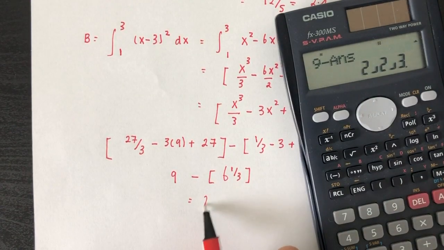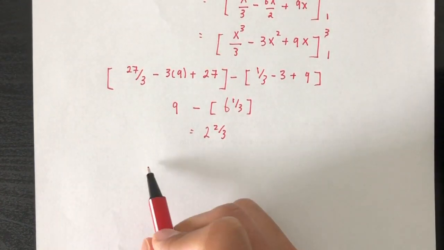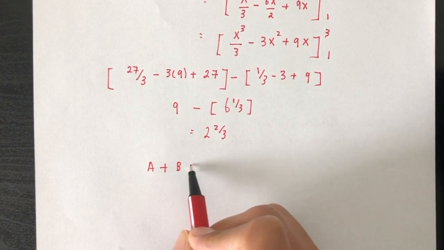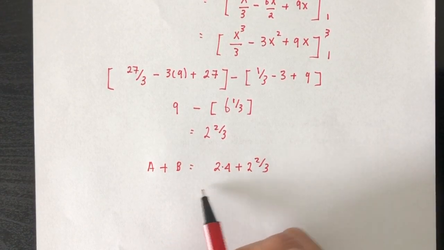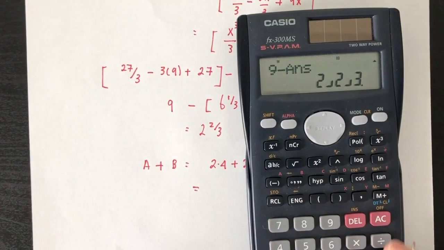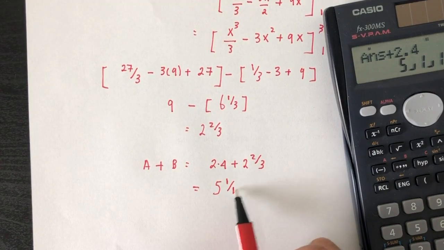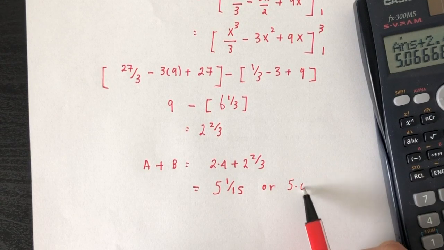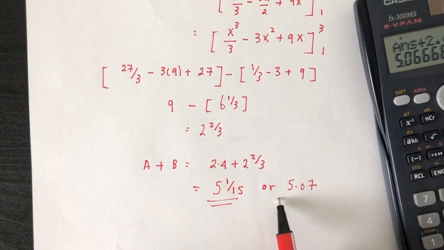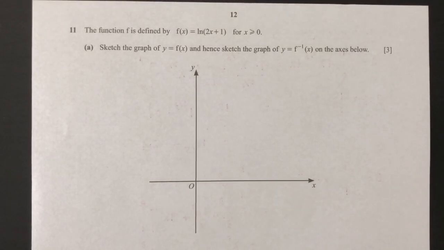That will be 2/3. So now the area of the region will be area of A plus area of B. A was 2.4 plus 2 over 3. So 2.4 plus 2/3, that will be 5 1 over 15, or you can write in terms of decimal 5.07. So this will be the shaded area of that region. And this is question number 10. Let's move on to question number 11.